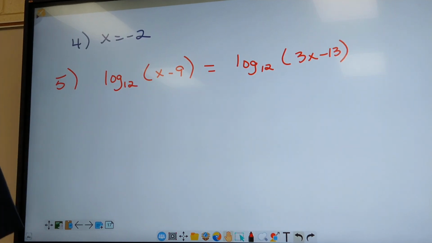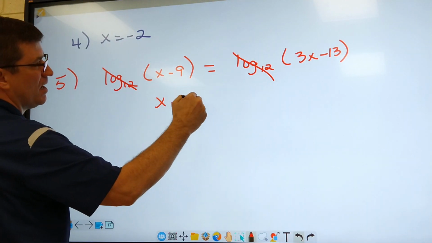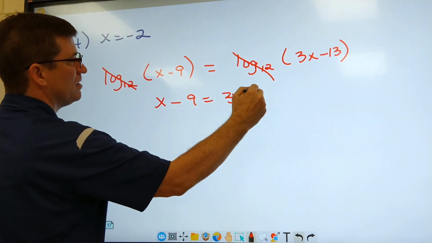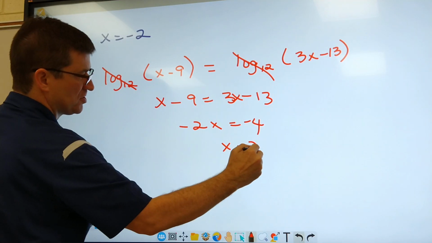Let's do 5 real quick. All right, so we mark out our logs. I got x minus 9 equals 3x minus 13. Got negative 2x equals negative 4. Okay, I got x equals 2.